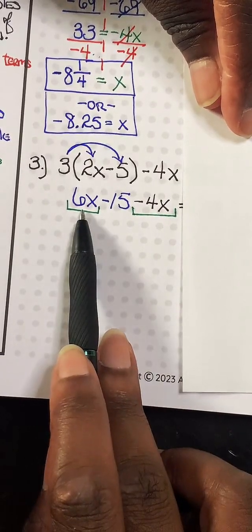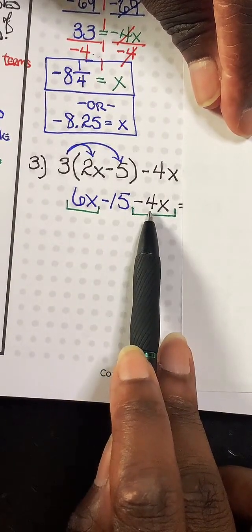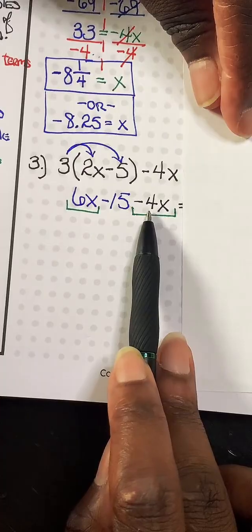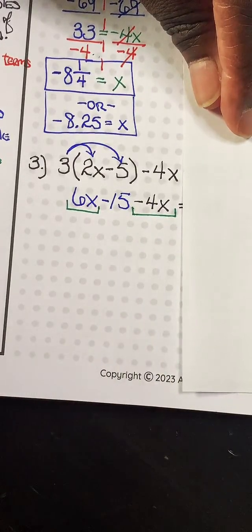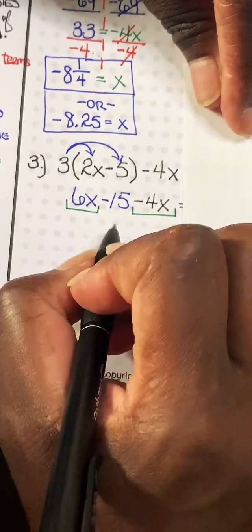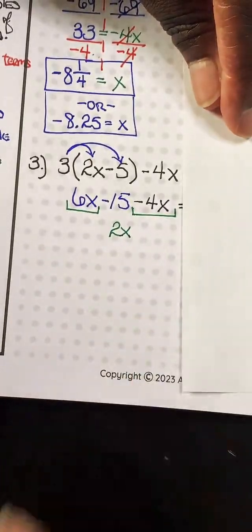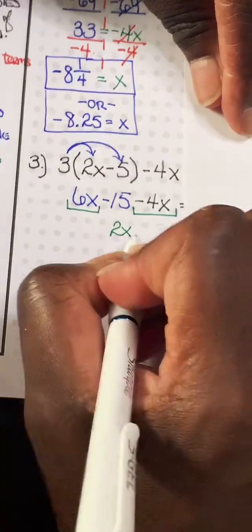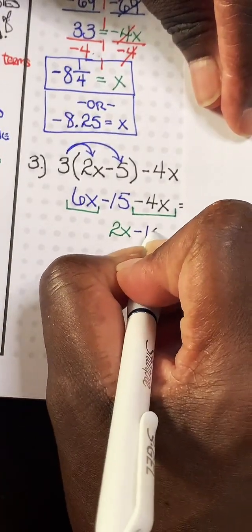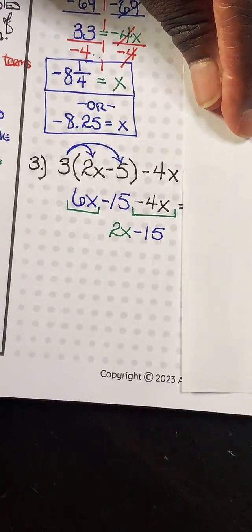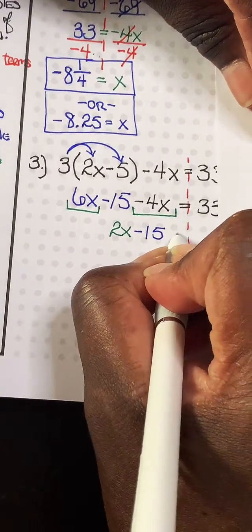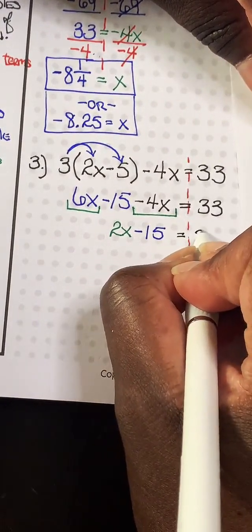So now we got 6 minus 4. And like some of you guys are putting there, awesome. 6 minus 4, that will give me my 2x. And then we bring down the -15. Bring down my equals and bring down the 33.